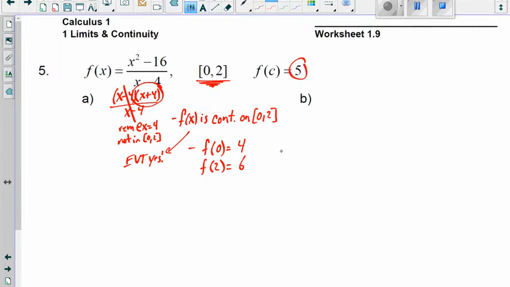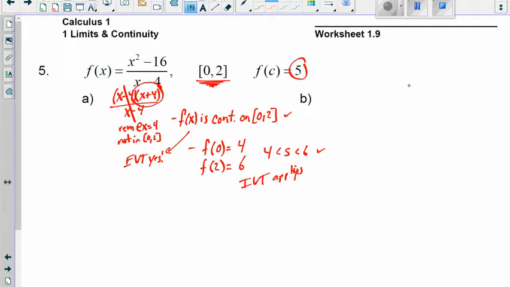So we are going to check, is 5 between lower to higher, 4 to 6? That works. So that means IVT will guarantee something happens. So IVT applies. So let's keep going then. We've got both things. IVT applies. So now it said, if possible, try to find that C.